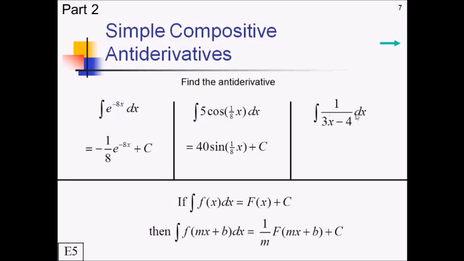Let's do the same thing over here. The antiderivative of 1 over something would normally be ln of the something in absolute value, but our something has a linear function with a slope of 3, a derivative of 3. So we're going to have to divide by 3 when we do this. So we can write this as 1/3 ln of the absolute value of 3x minus 4 plus c.